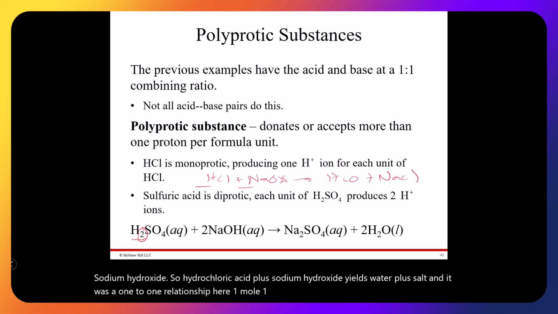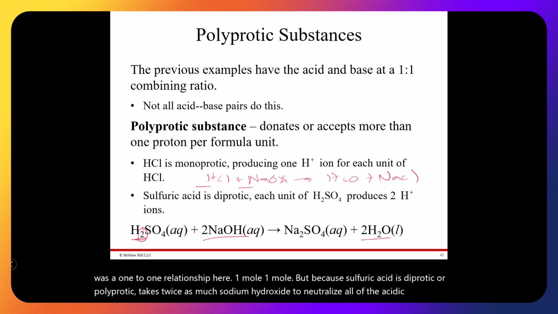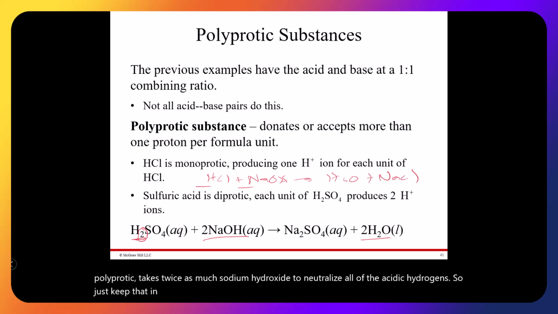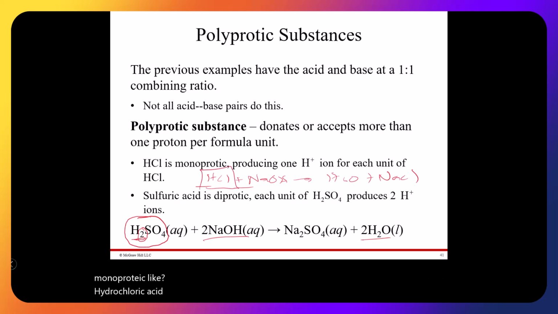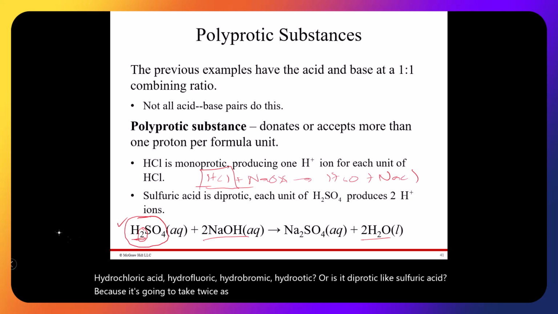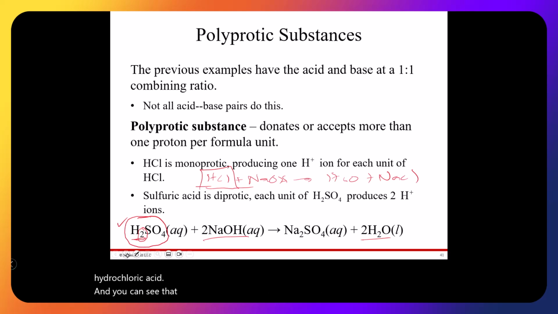But because sulfuric acid is diprotic or polyprotic, it takes twice as much sodium hydroxide to neutralize all of the acidic hydrogens. So just keep that in mind: when you're looking at an acid, you need to determine, is it monoprotic, like hydrochloric acid, hydrofluoric, hydrobromic, hydroiodic, or is it diprotic like sulfuric acid? Because it's going to take twice as much sodium hydroxide to neutralize that reaction versus hydrochloric acid. And you can see that from the balanced chemical equation.